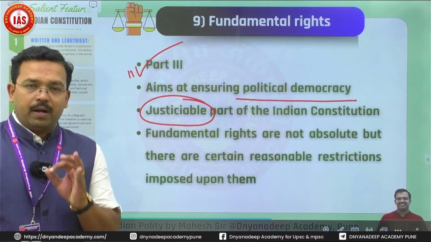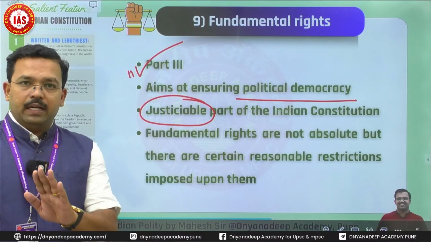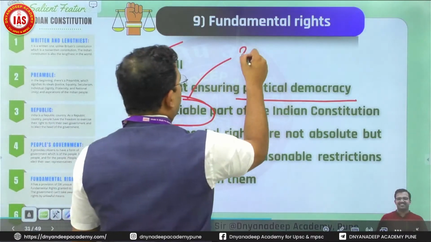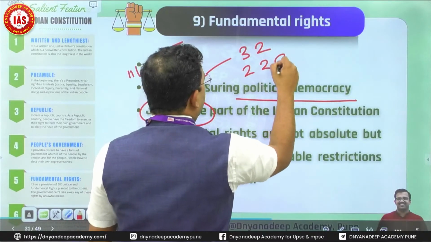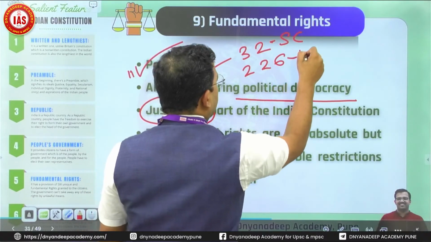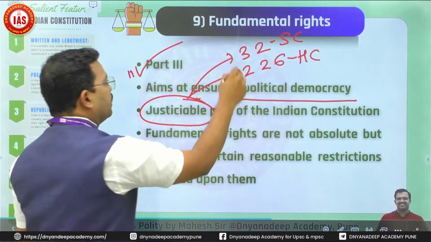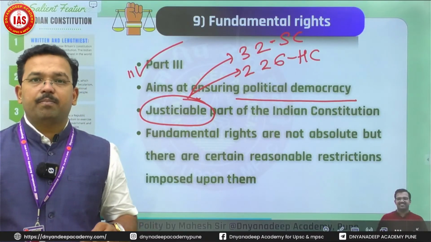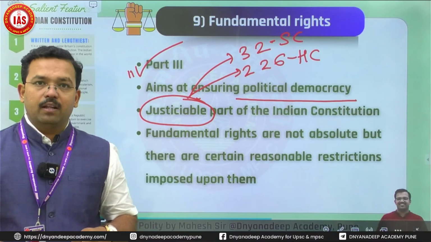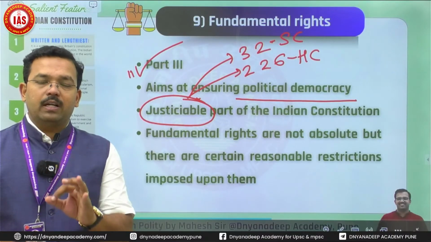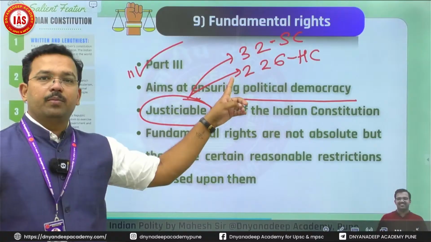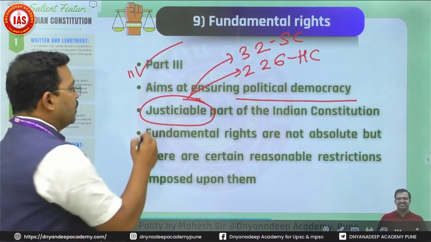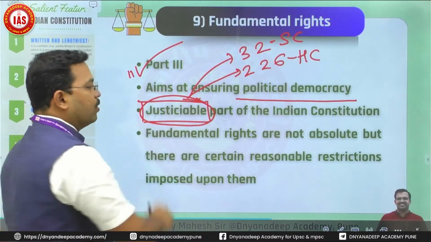That is, if at all any part of the Constitution or fundamental right is not implemented, you have right to approach Supreme Court under Article 32 and under Article 226. Supreme Court, High Court. It is called as justiciability. Fundamental rights are justiciable part of Indian Constitution where you can approach Supreme Court under Article 32. You can approach High Court under Article 226. Clear? So it is justiciable part of the Indian Constitution.